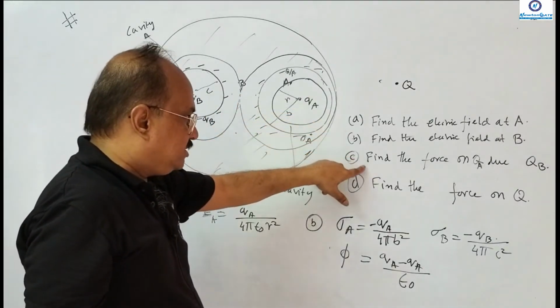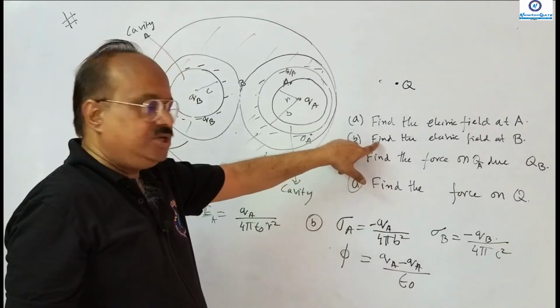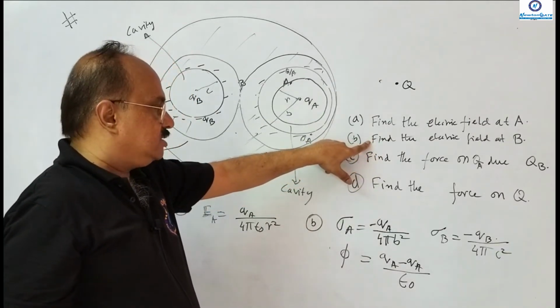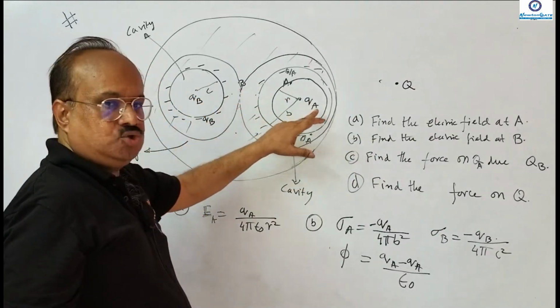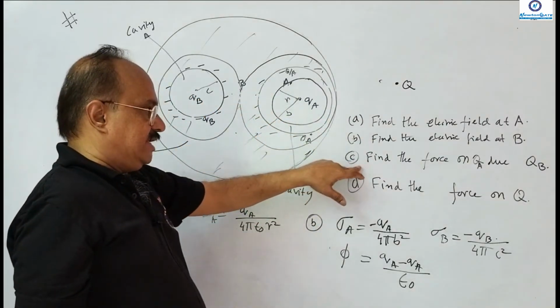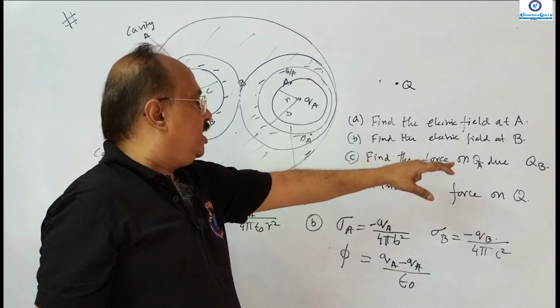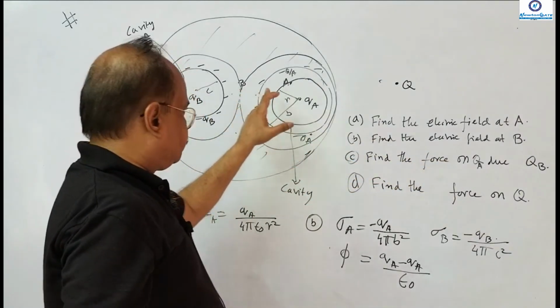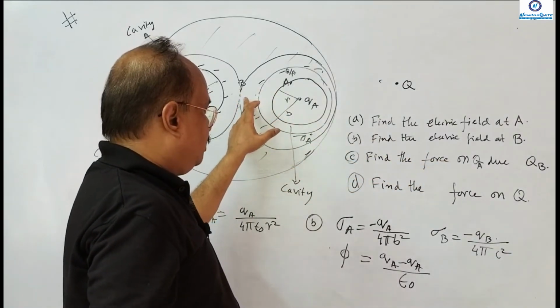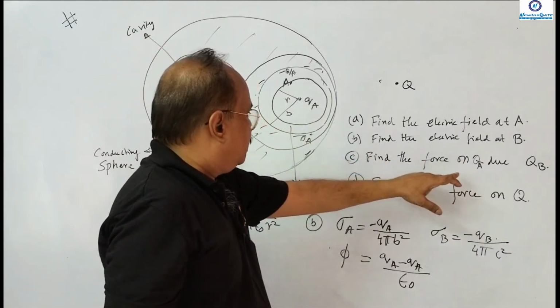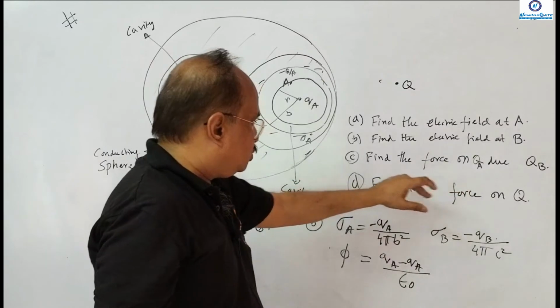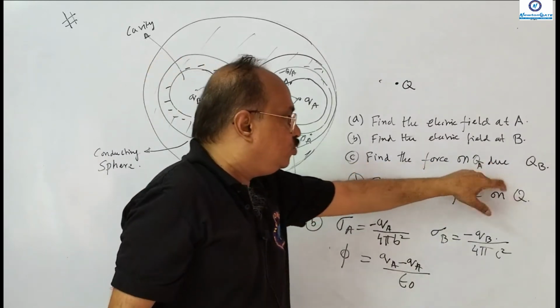I am coming to question C. This question is over. Part B is over. There is no electric field at point B from both the sides, as I showed you. Now for the C case, find the force on QA due to QB.